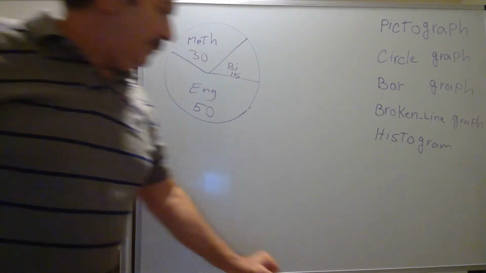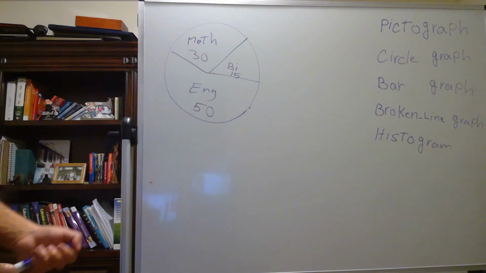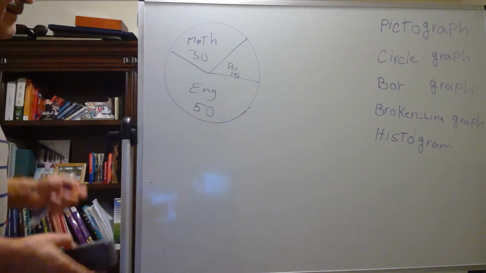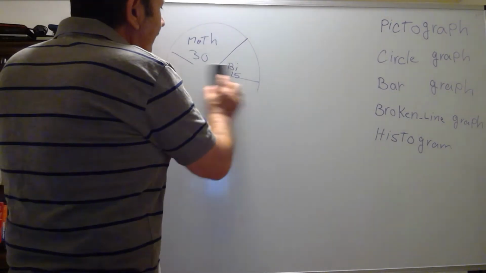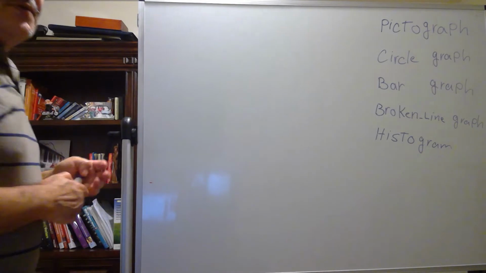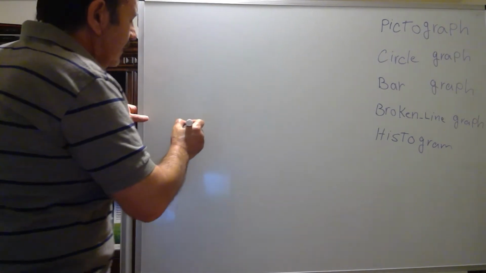The other type of graph that we use to show the information, we call it the bar graph. In the bar graph, we use columns to show the information. As an example, look at this bar.